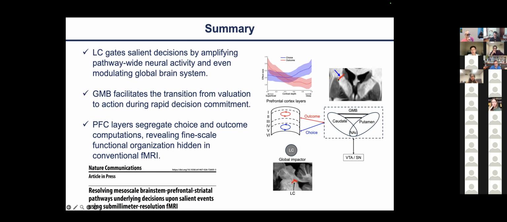And for the gray matter bridge, we show very consistent activation across subjects. Its function was previously unknown, but after this study, we know the gray matter bridge functions after evaluation. It facilitates the transition from evaluation to action selection for a rapid decision commitment. And the prefrontal cortex layers could segregate choice selection and outcome processing, and are also related to the behaviors.